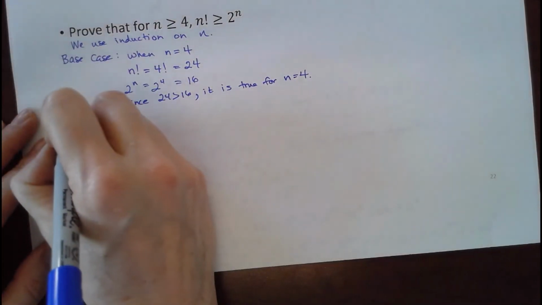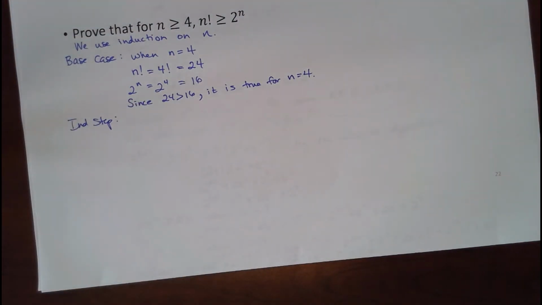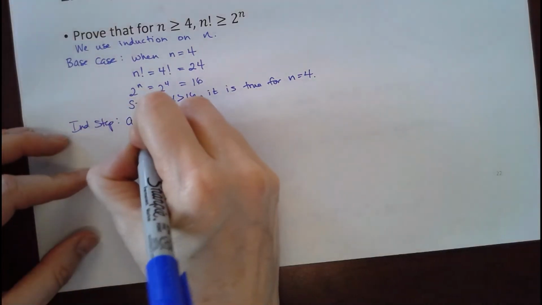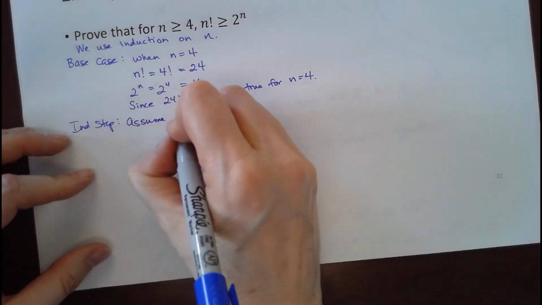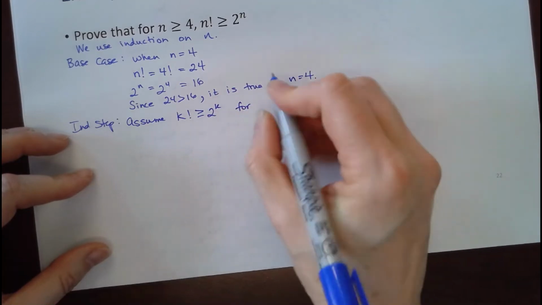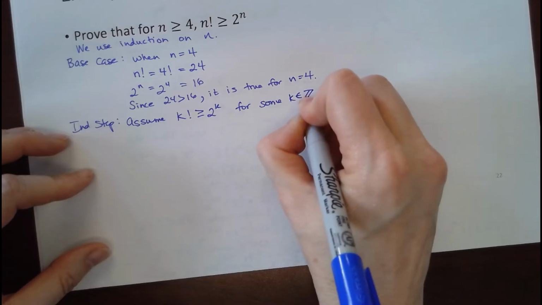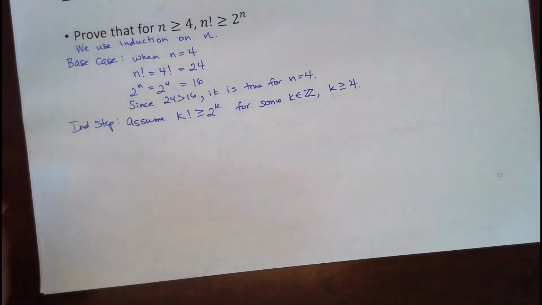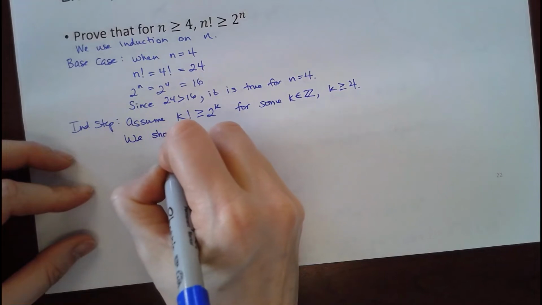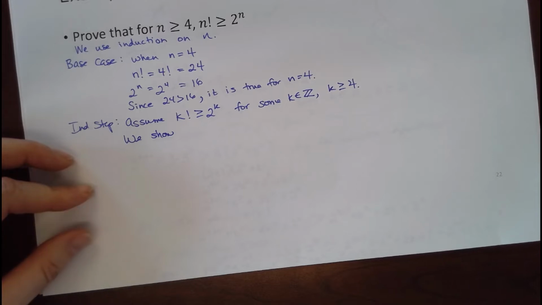So now we need to consider our inductive step. Just like last time, we're going to assume that it's true for some value of k that's 4 or bigger. So we assume k factorial is greater than or equal to 2 to the k for some integer k, k being greater than or equal to 4. Then we have to show that if that's true, then it's true for the next k in line, for k plus 1.